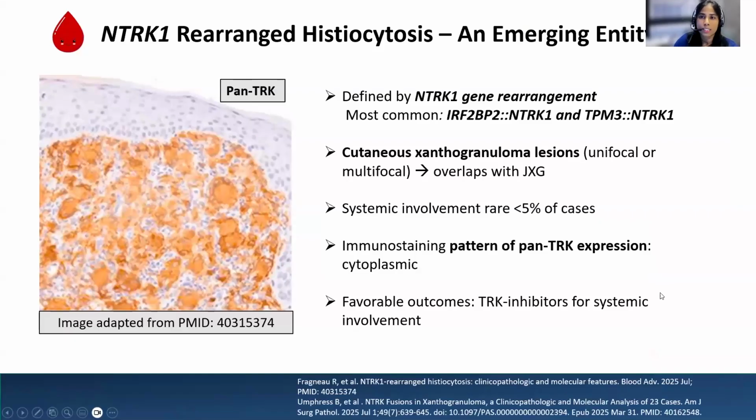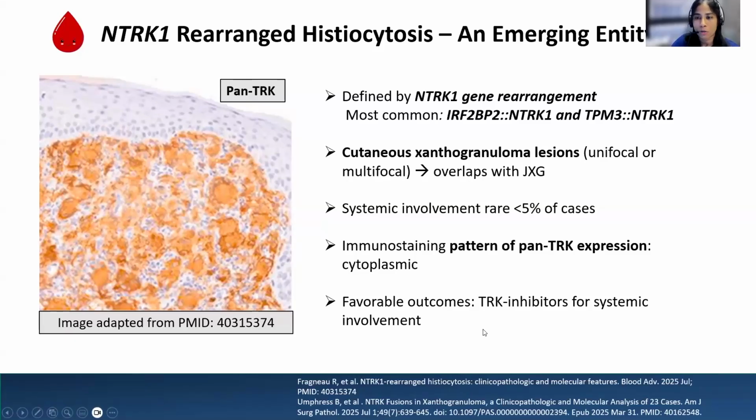So there is another entity that was just recently described by two different case series, the NTRK rearranged histiocytosis. This is very similar to ALK-positive histiocytosis, except that in this case, you find this NTRK gene rearrangement by FISH or actually RNA sequencing studies. They also have a great potential to respond to TRK inhibitors, even in multisystemic involved cases.